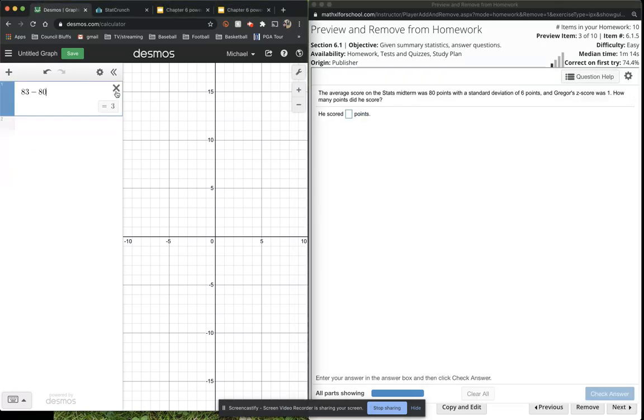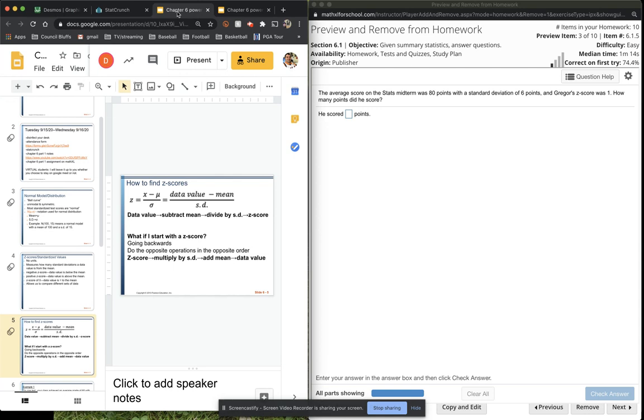Number 3. The average score on the stats midterm was 80 points with a standard deviation of 6 points, and Gregor's z-score was 1. How many points did he score? So now we're going backwards. We're starting with a z-score of 1, and we want to figure out which data item will give us a z-score of 1. Going back to the PowerPoint, if we're starting with the z-score, we do the opposite operations in the reverse order.